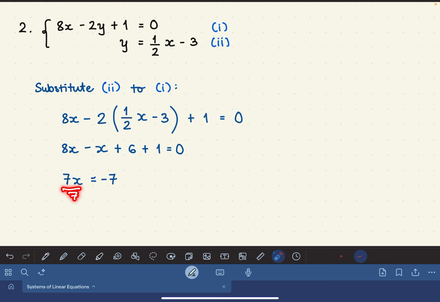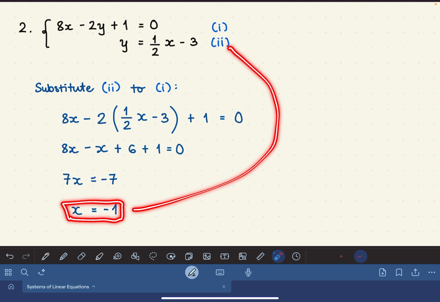Dividing 7 both sides would give us x equal to -1. So this is the x that we are looking for. From here, similar to the first one, we plug x equal to -1 either to this or to this. Either way, you will get the correct answer, but observe that it is easier to plug in x equal to -1 on the second equation, since the second equation already isolated y on one side. So we do that one.